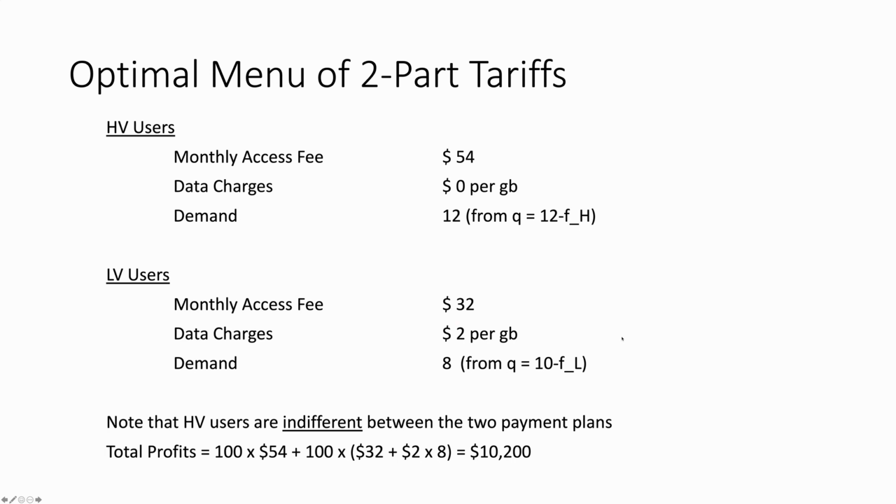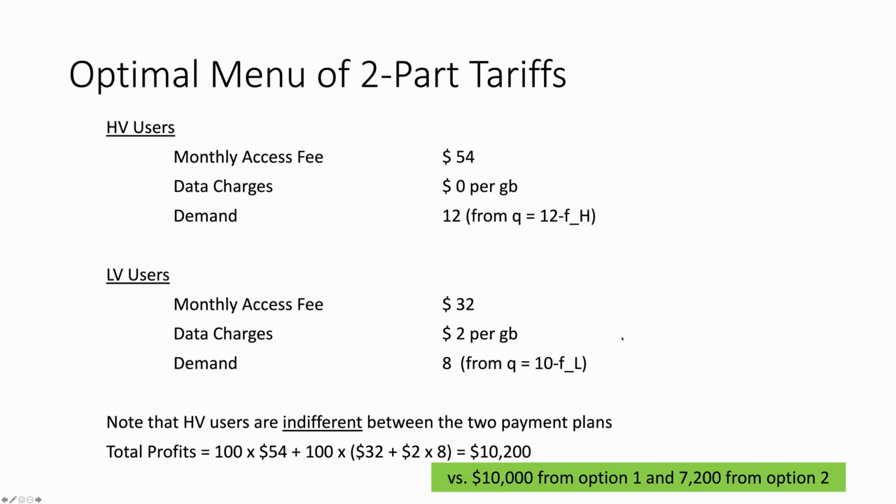So here is a summary of the optimal manual two-part tariffs we have just designed. The total profit in this case is $10,200 as compared to $10,000 from option 1 and $7,200 from option 2 and $10,100 from option 3, that is a single two-part tariff plan. This plan gives the company the highest profit.